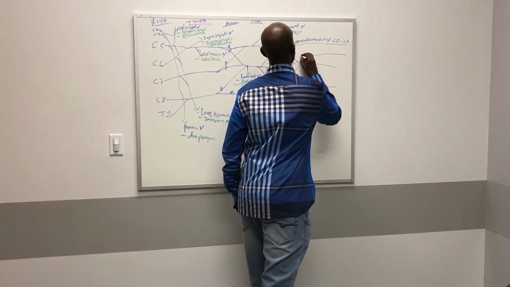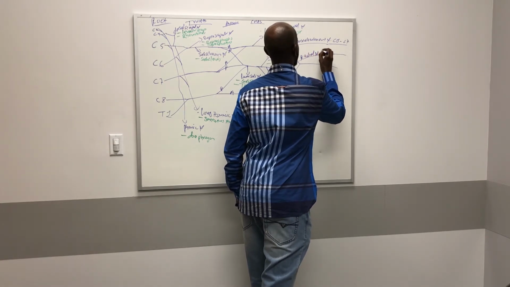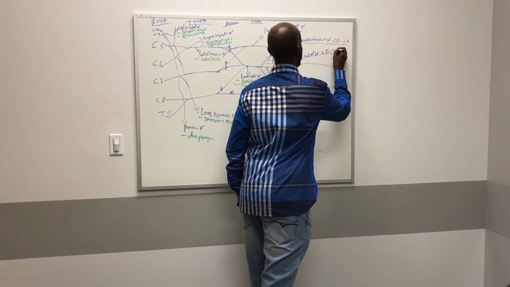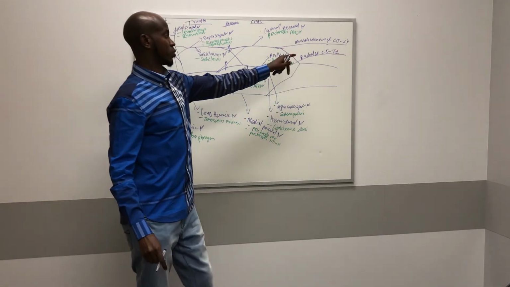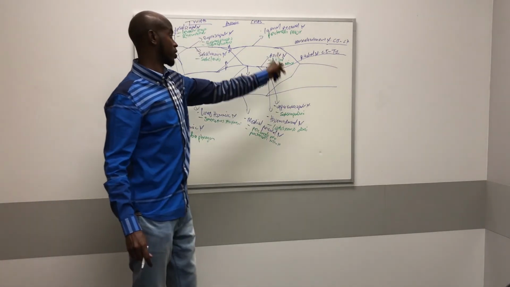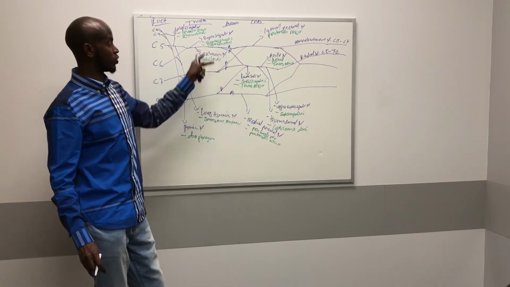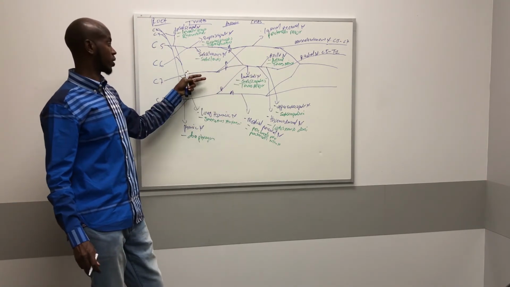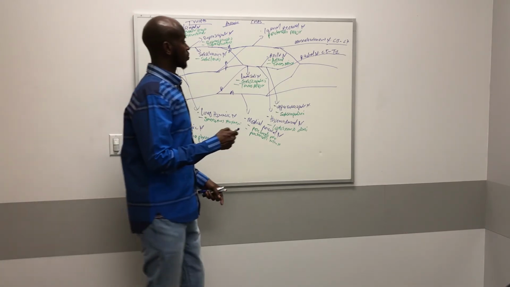Radial nerve. Radial nerve contains spinal cord segments C5 to T1. Why? Because the radial nerve is a terminal branch of the posterior cord, which contains the posterior divisions of all trunks: superior trunk, middle trunk, and inferior trunk.